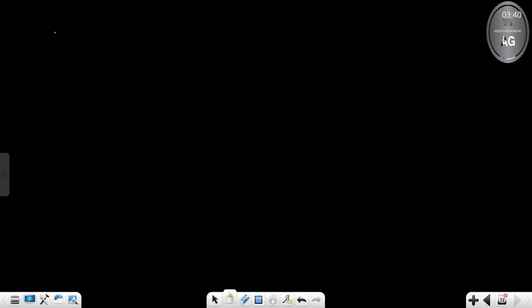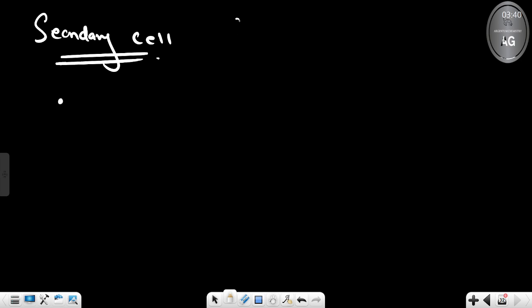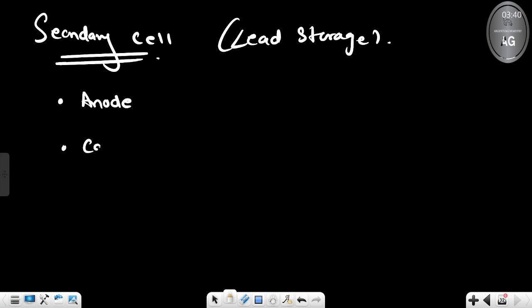Okay, next, secondary cell. Under secondary cell, we will need only one cell, that is called the lead storage battery, that we use in the car battery. Secondary cells are those cells which can be refilled and reused, in which reversible reactions occur. So under secondary cell, we need only the lead storage battery. It is a car battery. Their anode and cathode both are lead.